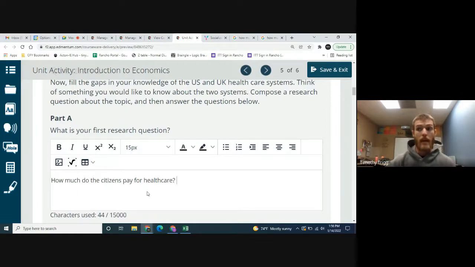For the UK, they don't pay for any of their medical treatments, but instead they pay for it all in taxes. So they're still paying for it, but just in the form of taxes. So we want to see how much do the citizens pay for healthcare in each the US and the UK.